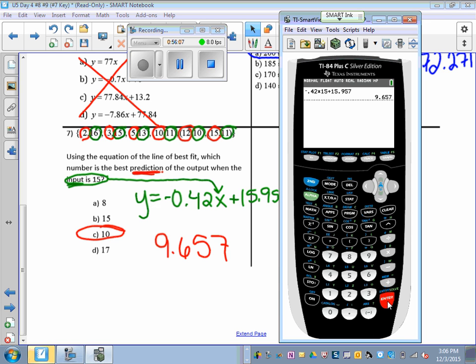So again, for line of best fit, the stat button is what you want to use. Then to make a prediction, you take that equation and take the value and put it in for x.